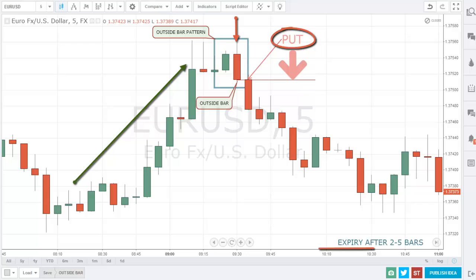In regards to the expiry time, it can be 2 to 5 candles long, based on what time frame you use to analyze the chart. If you follow the hourly chart, the period of expiry would be 2 to 5 hours.